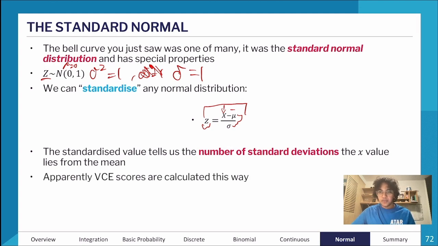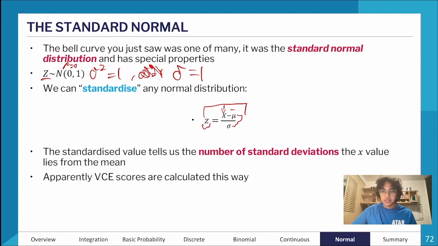So Vika claims that the VCE scores are calculated this way, though I'm not 100% sure on that. It's likely that it is. What they do is they try to put it on a normal distribution. So you have study scores represented that way with the mean at 30.